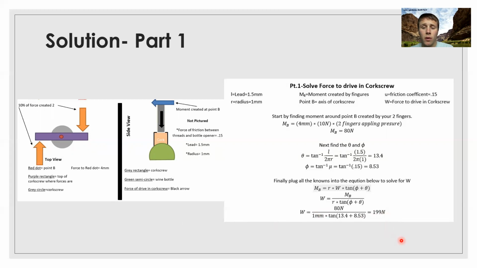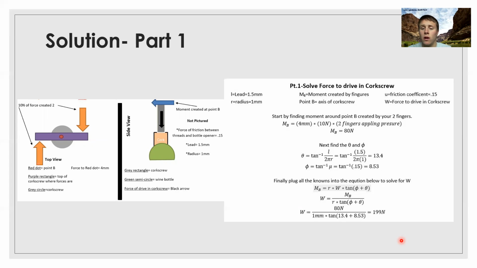Things to think about in this problem: if the lead was increased, would the force it takes to puncture be greater or less? If the radius was increased, would the force needed to puncture the cork be less or greater? This could also work vice versa.